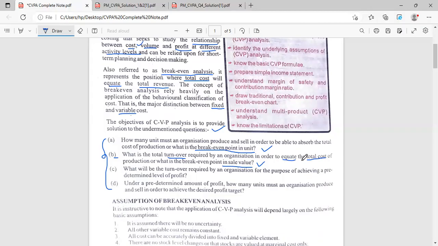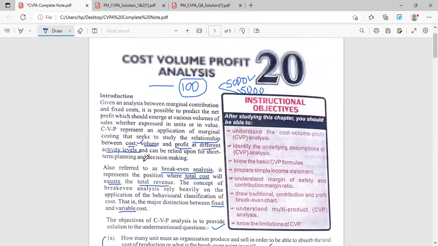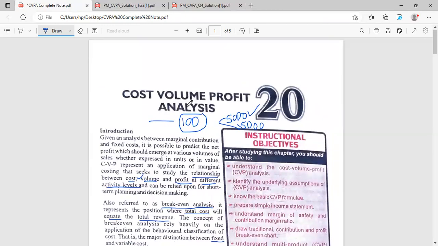In order to equate what? Total cost of what? Of production. So how much must you sell? How much should you sell a unit of your product? If you know the quantity that you want to sell, how much should you sell one unit so that you'll be able to get your total cost of production? In this case, how much are we going to sell one unit? 50 naira. So that when we say 50 naira times the whole 100 units that we have produced, we'll be getting the total cost of production that we are concerned about.